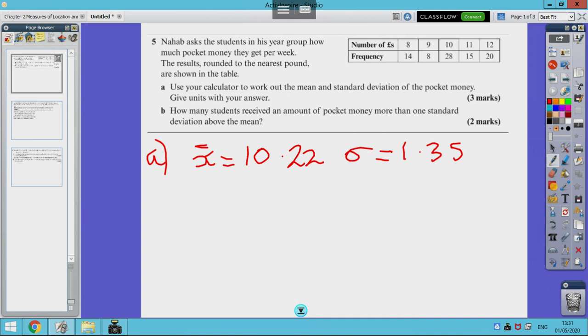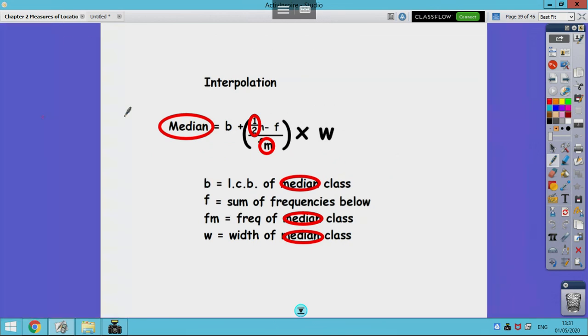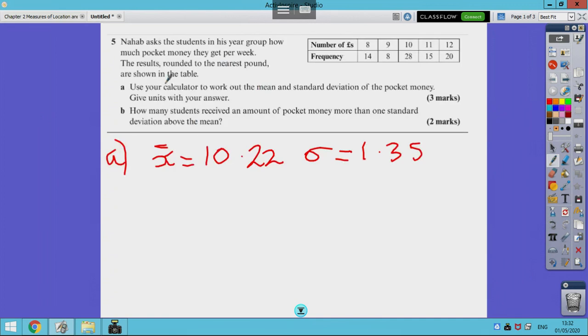If you remember the formula for interpolation, let me just see if it's up here still on the other flip chart. It is, lovely. Obviously this is for the median, but say we knew the median and we were trying to work out the total number of people, you would be trying to find n, wouldn't you? So that's what we're actually trying to do with these questions. We're actually trying to find n. So let's start part B.